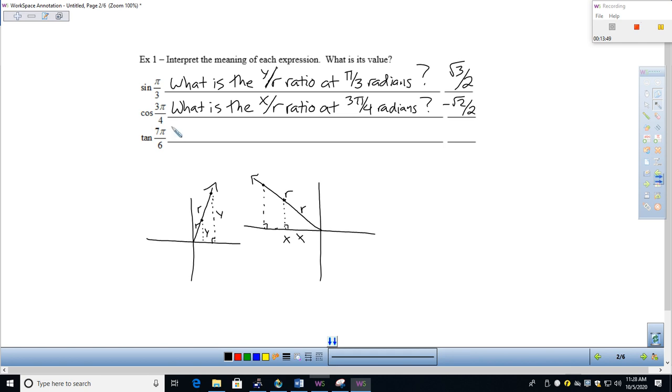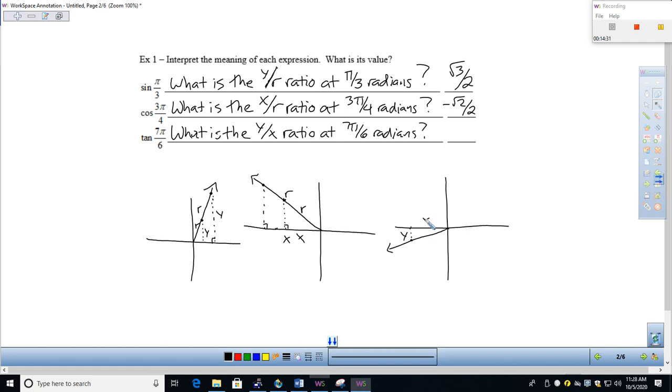Cool. Next one, tangent. So what is the y over x ratio at 7 pi over 6 radians? All right, so first and foremost, 7 pi over 6. Yeah, right there, give or take. So here's our theta, 7 pi over 6 radians, and I pick a point. Excellent. And tangent I think of as y over x.